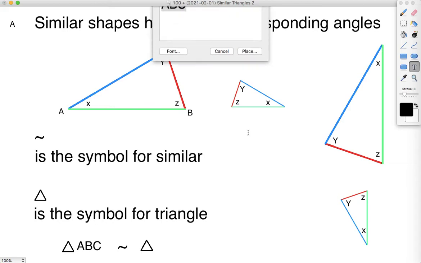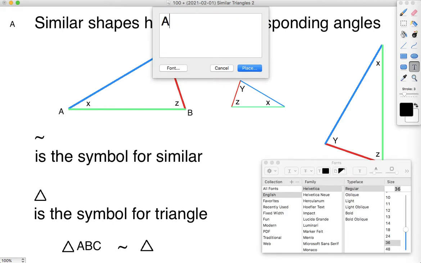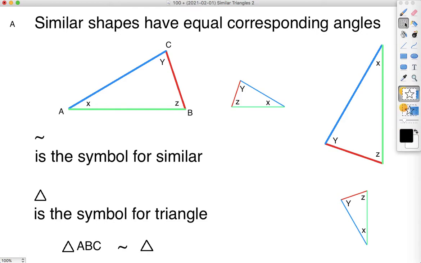If I wanted to, I could have also called this ACB or CBA, whatever. When naming a figure, you just start on one corner, any corner that you pick, and you either go to the left or you go to the right. So you can go CAB if you're going to the left or counterclockwise, or CBA going clockwise.